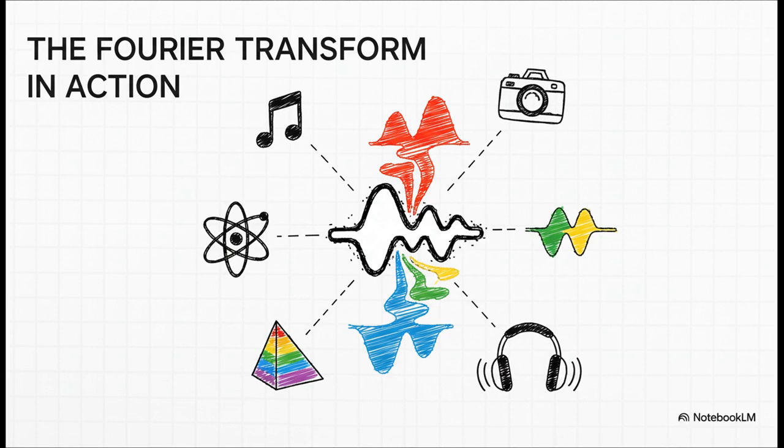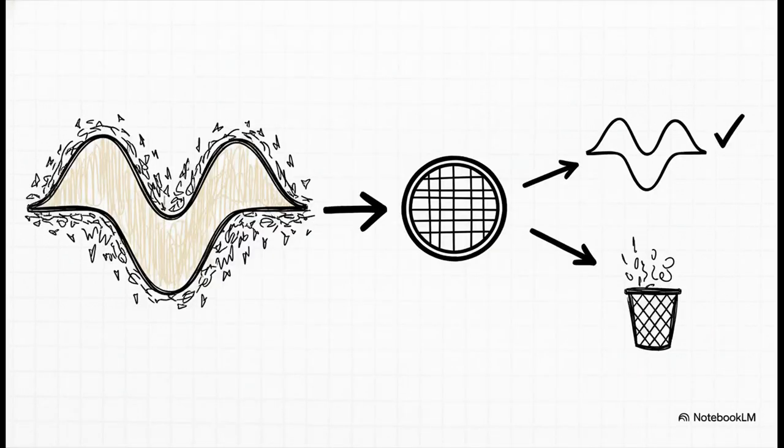MP3 and JPEG file compression, that's all Fourier transform. Those amazing noise-canceling headphones, you guessed it. It's fundamental to quantum mechanics, it's used to analyze images, solve incredibly hard equations, even to figure out the chemical makeup of distant stars. It is, and I'm not exaggerating, everywhere. Let's just take one quick example.